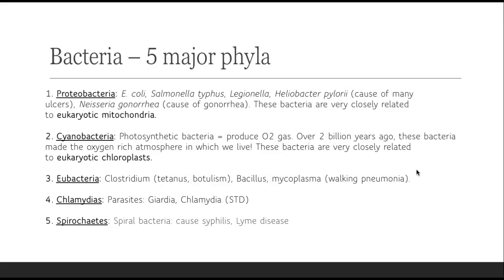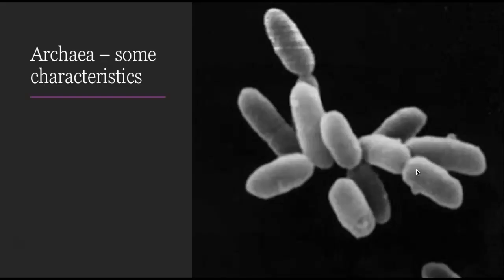Then we'll talk about 3, 4, and 5 very quickly. There is also eubacteria, like Clostridium, which causes tetanus and botulism, Bacillus, Mycoplasma, which causes pneumonia. There's chlamydias, which causes parasites, Giardia, and also chlamydia, the sexually transmitted disease, and then spirochetes, which can cause syphilis and Lyme disease. And I know it was fun for me to put all of these diseases, but trust me when I say that most of these bacteria cannot cause diseases. Okay, so there's the bacteria.